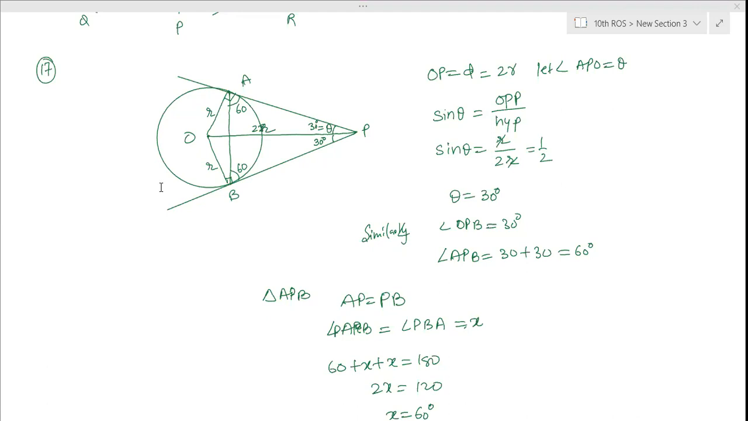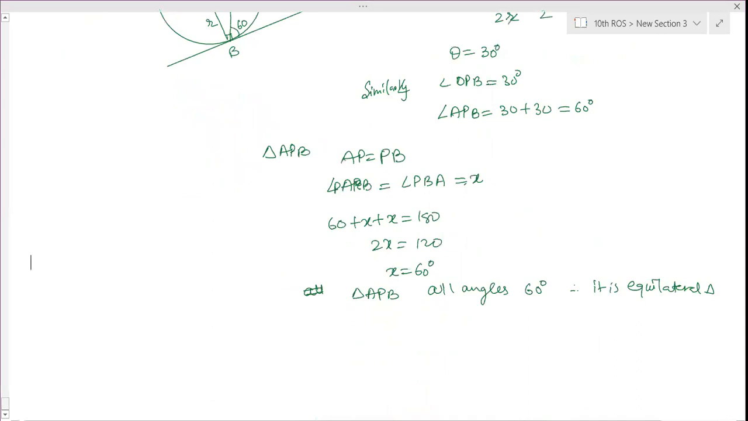19th is also easy. You can try. Now 19th and 20th you can try. So write down the homework: 19, 20. Now you can solve those questions.